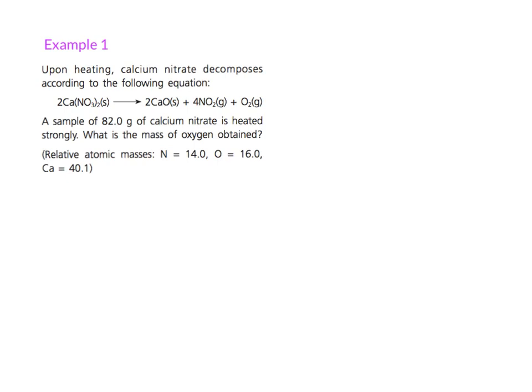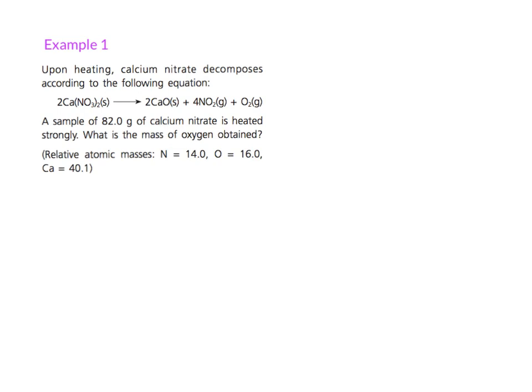You can see that for this one, you have the reaction: calcium nitrate decomposes according to the equation like this. So this one is a special equation. In this sample, we have 82 grams of calcium nitrate, heated strongly, and we are asked about the mass of oxygen. Remember the several steps that you have to do for doing the math.